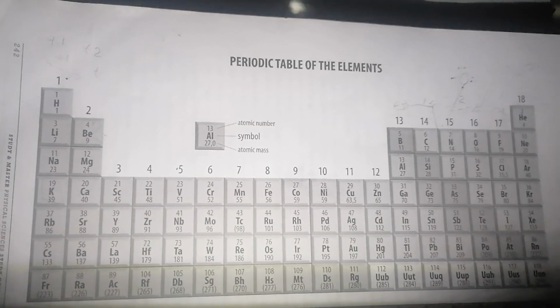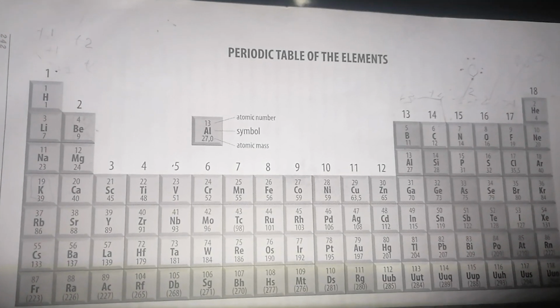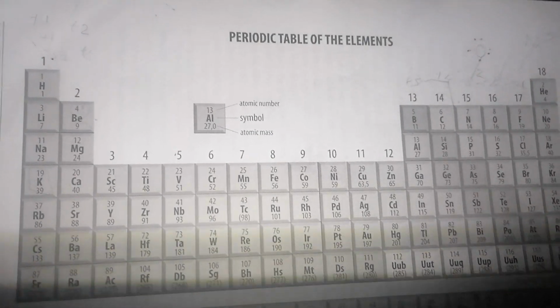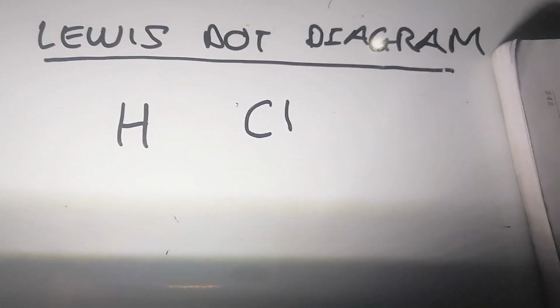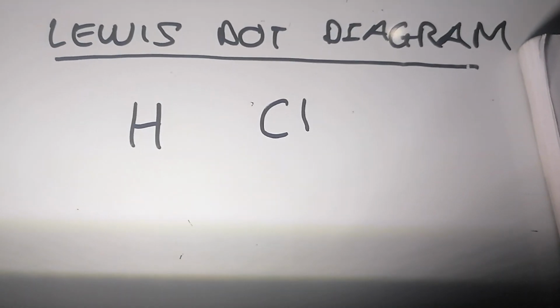Now, how do you show your valence electrons? You need to use Lewis dot diagrams. So, for example, if they told me to draw the Lewis structure for H, I'll go and look for H.